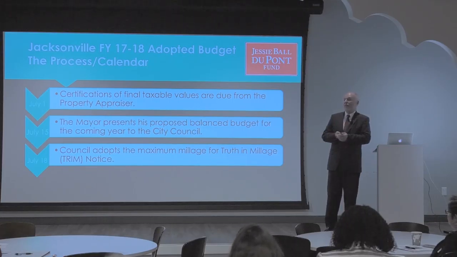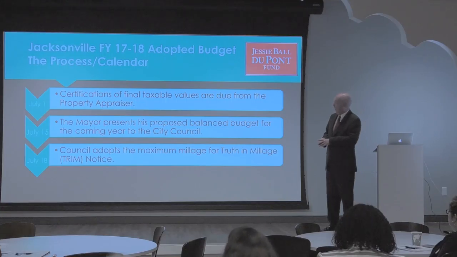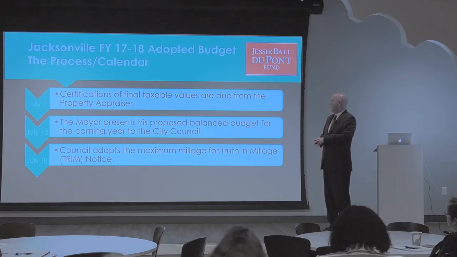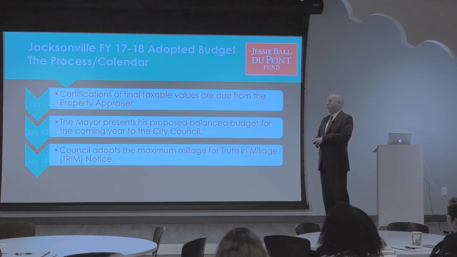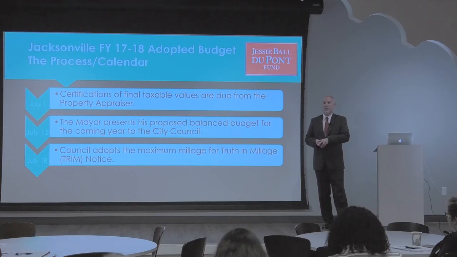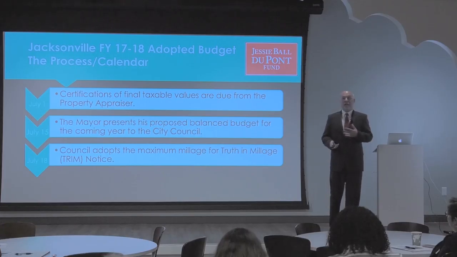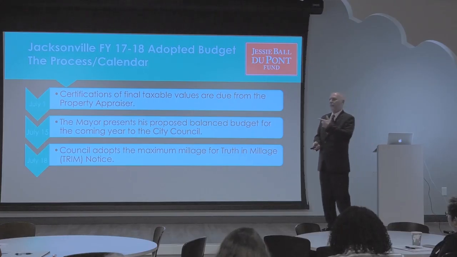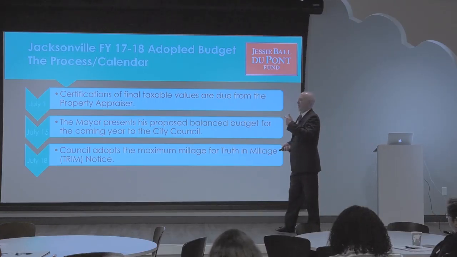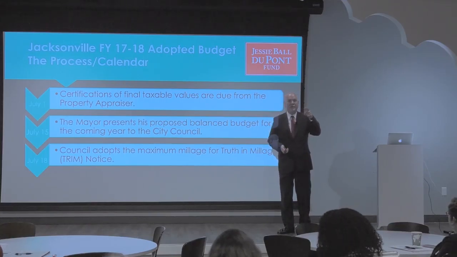Okay, July 15th, and again, this is a hard deadline. The mayor presents the proposed balanced budget for the coming year to the city council. After that, July 18th, the council adopts the maximum millage for the TRIM notice. Anybody familiar with the TRIM process for the millage? Okay. This is a product of state law. Basically, it is a requirement that every local government announce and advertise to their residents.